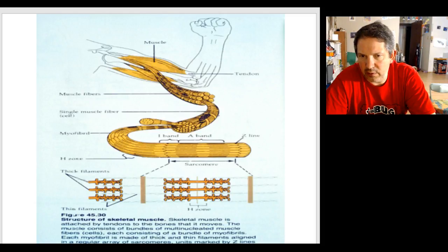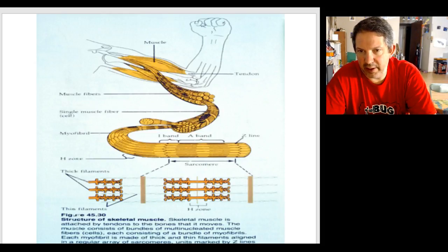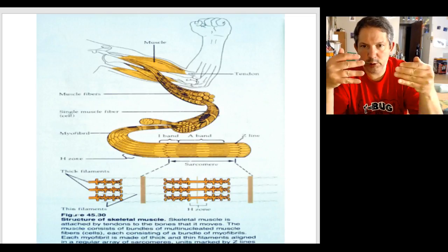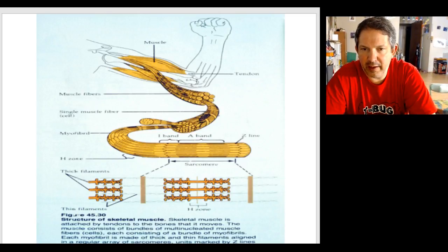and then we have this region right here where it's just actin, not overlapping with myosin. We have the same thing on the other side, and then we have a little connection, a Z line. Now, as the muscle contracts, I mentioned the Z lines come closer together, and so this band here, where it's just actin, that's going to get narrower because the actin is going to be pulled along the myosin.